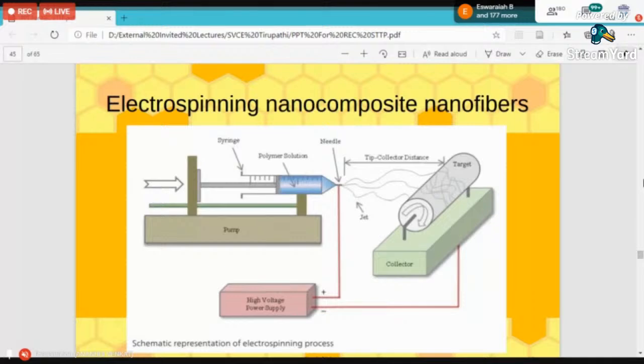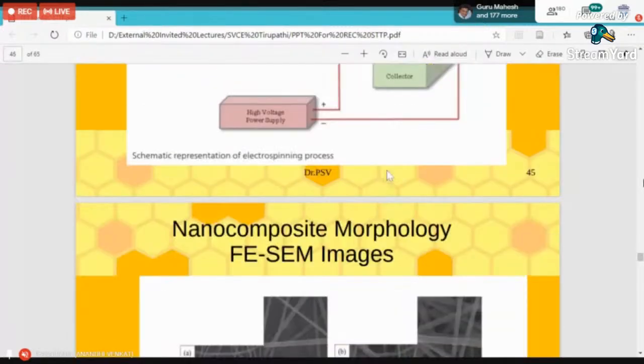And it can be used to dry. You have to dry this. You have to make a stable particle, stable material. Then only you can use it. That's why I'm telling active material. You have to make it into the active material. So this is the schematic of an electrospinning technique.